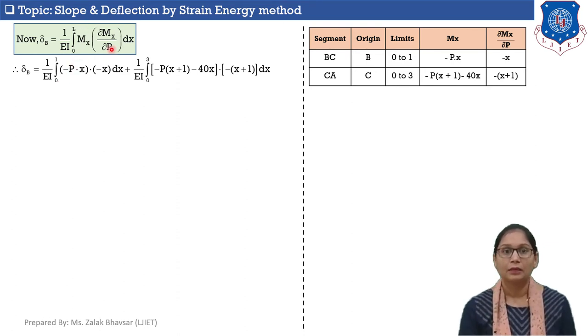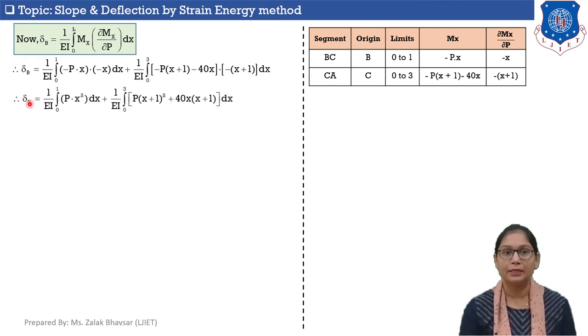Now equation for segment CA is equal to plus 1 upon EI integration of, here Mx is equal to minus P in bracket x plus 1 minus 40 into x. So here I mentioned the same. And del Mx by del P is equal to minus x plus 1, okay, into dx. Here for segment CA, limit is 0 to 3. So limit of integration for this is 0 to 3.